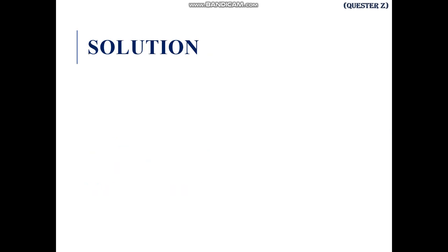Solution. What is solution? If we talk about the definition, solution is a homogeneous mixture of two or more substances. A very important term used in this definition is the homogeneous mixture. Because solution is a homogeneous mixture, we must know what a homogeneous mixture is. Homogeneous mixture basically is a type of mixture.